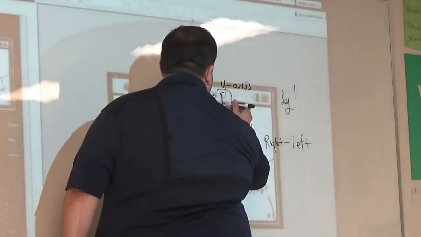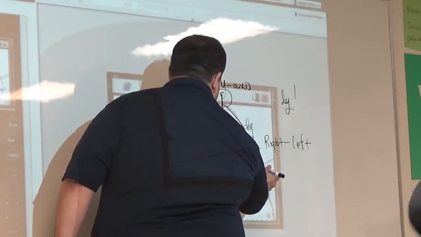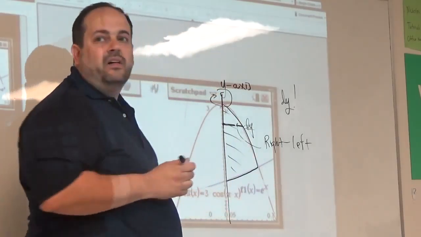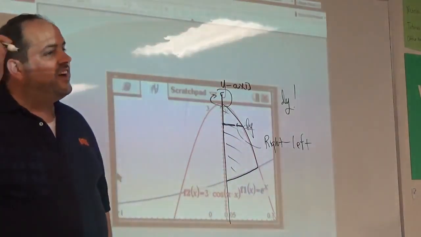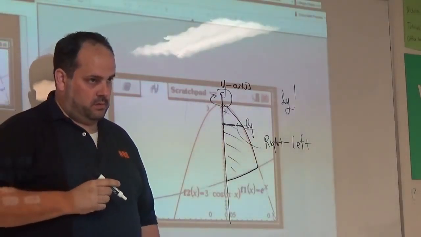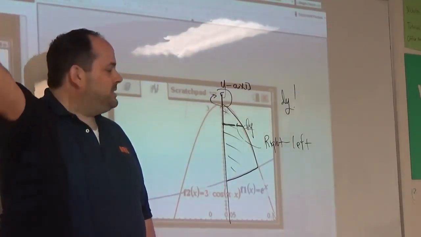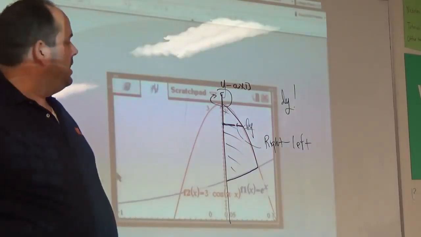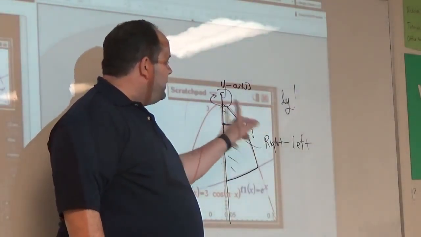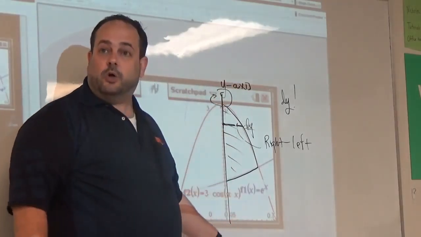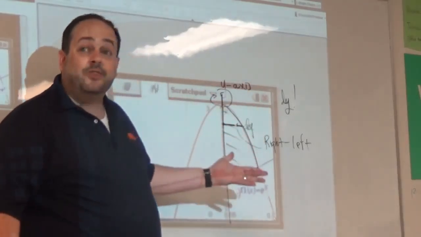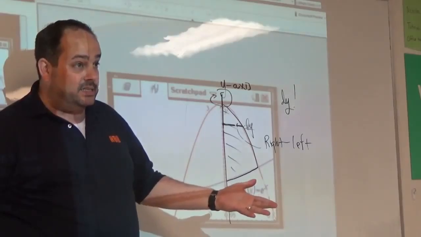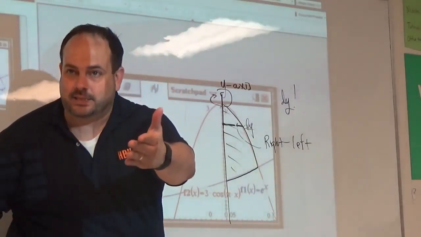Here's the thing. This is the region that we're revolving. Which function's on the right? Jasmine, what's the issue? Because both of them are on the right, there's no function on the left. There is a function on the left. The function on the left is the y-axis, but which one's on the right? The answer is, it depends.